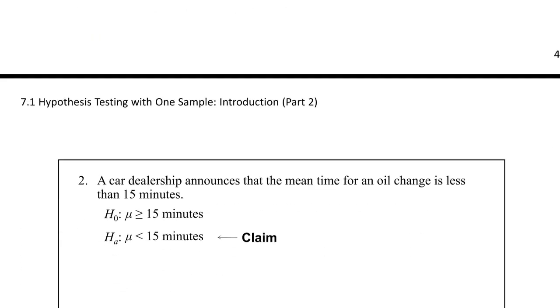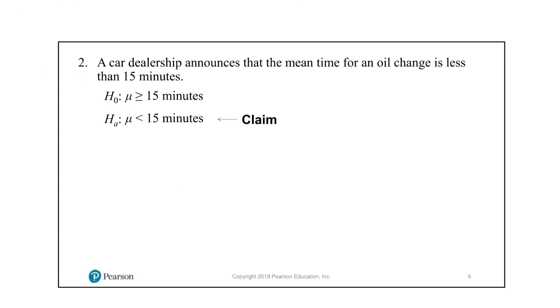Let's look at another one. So here was the car dealership one. So this was the hypothesis test that we set up where the claim was the alternative hypothesis, mu less than 15 minutes. So as soon as I have the claim in the alternative, I know I'm in a support mode. There's only two interpretations I can make. I either have enough evidence to support the claim, or I don't have enough evidence to support the claim. All right, so that would be based on the decision.